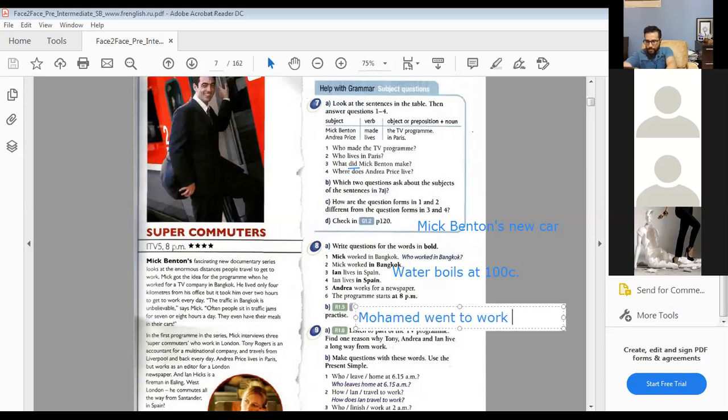Muhammad went to... past. The first sentence is present simple, but the second sentence is past simple. Okay, but the second sentence, is it a fact or not a fact? And what does fact mean here? What do you think, Hind? Okay, I'm still thinking.